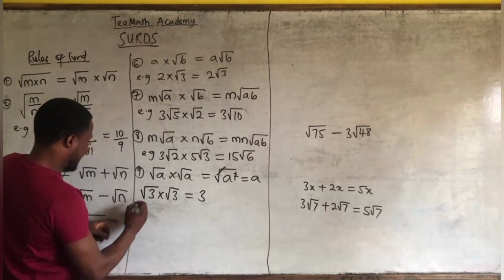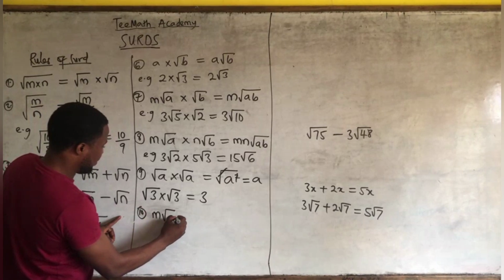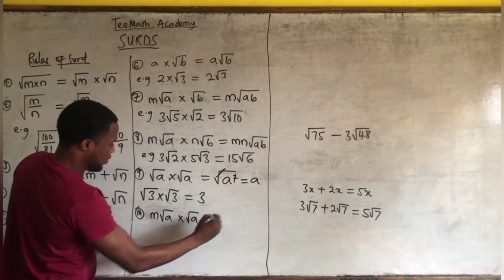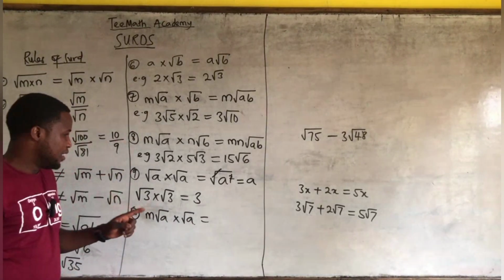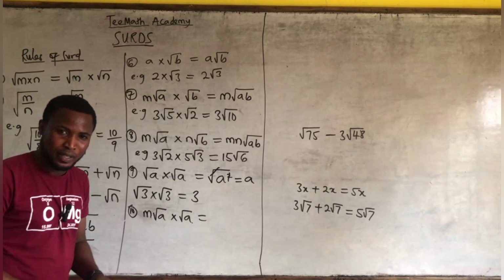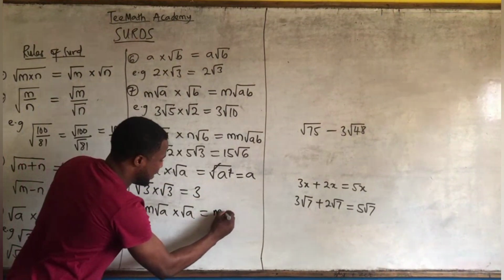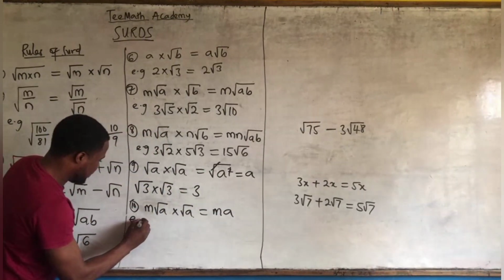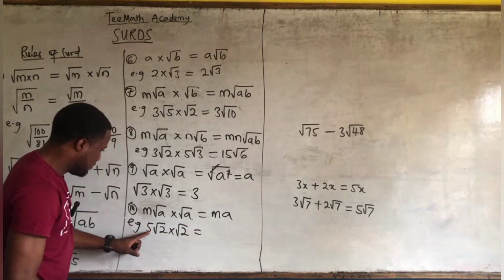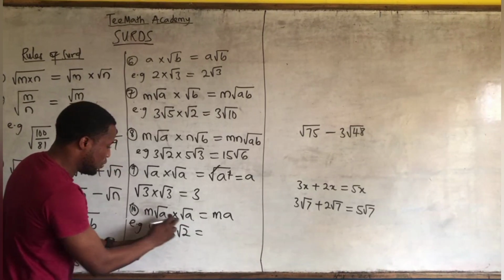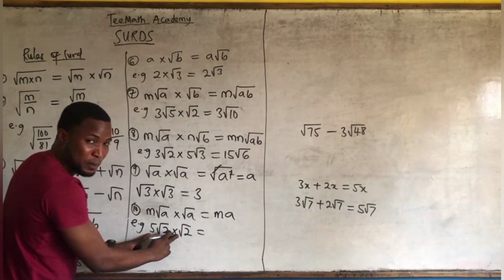Then I can now have number 10. I can have m root a times root a. What do you have here? Don't forget that root a times root a is supposed to be a, because it's supposed to give me root a squared, and the square will cancel that to be a. Then m times that a, that will be what? Ma. An example, if I have 5 root 2 times root 2. Now this 5, the reason I put here is that m does not have anything to multiply, so that's why it's here. So the same thing is available for 5. 5 does not have anything to multiply, so 5 will be outside.